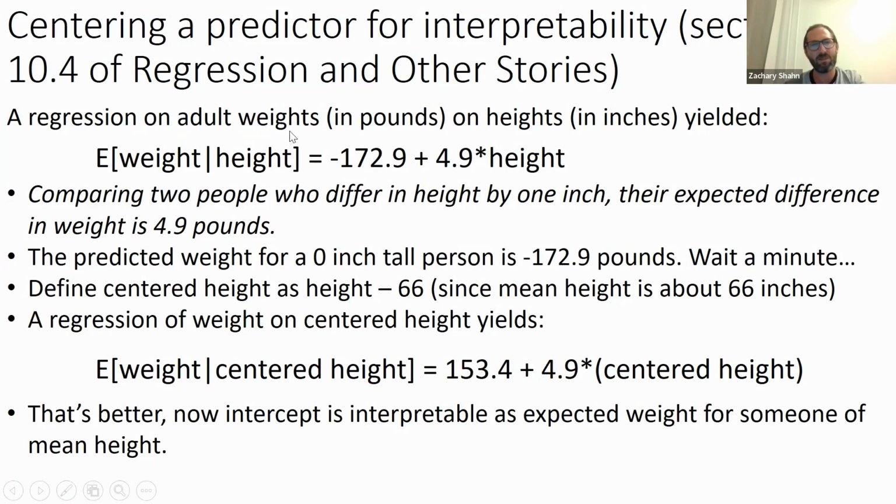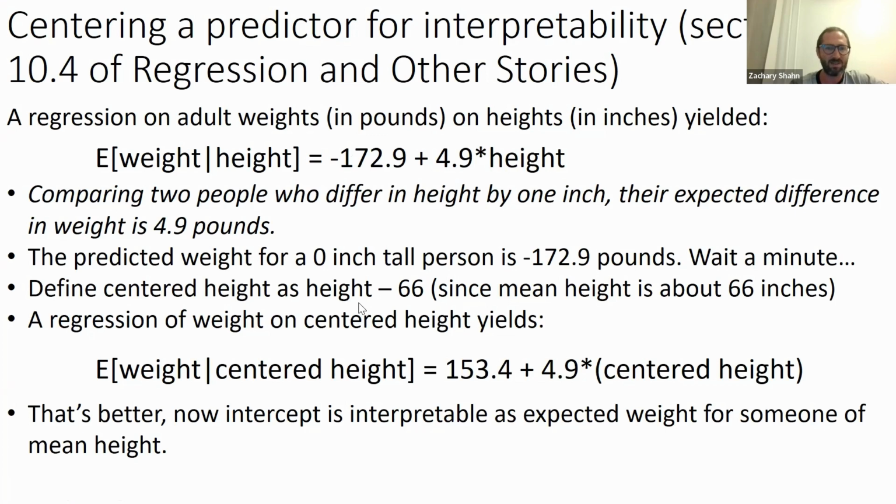So they give an example of a regression of adult weights in pounds on heights in inches. So the expected weight given height equals negative 172.9 plus 4.9 times height. So that means if you compare two people, one of whom is 1 inch taller than the other, their expected difference in weight is about 4.9 pounds. So that's the interpretation of 4.9 in this regression. The interpretation of negative 172.9 is that the predicted weight for a 0 inch tall person is negative 172.9 pounds.